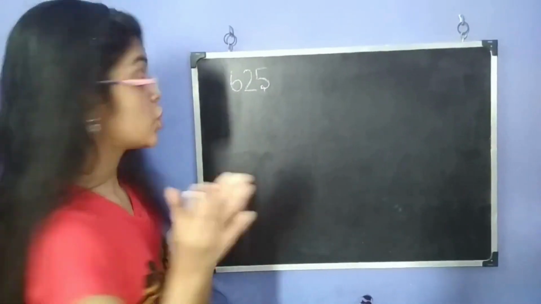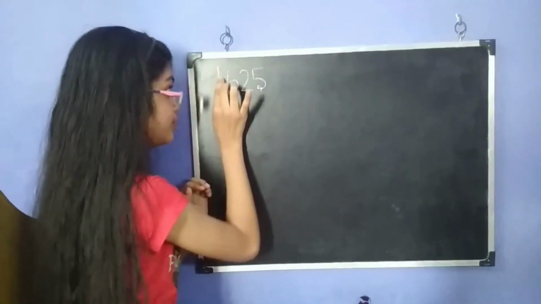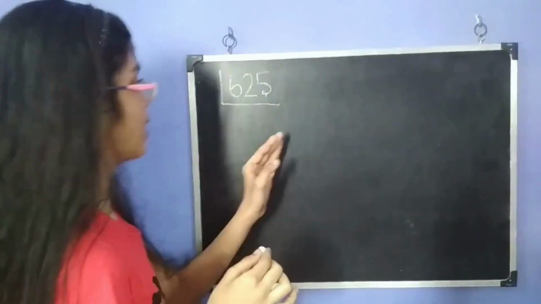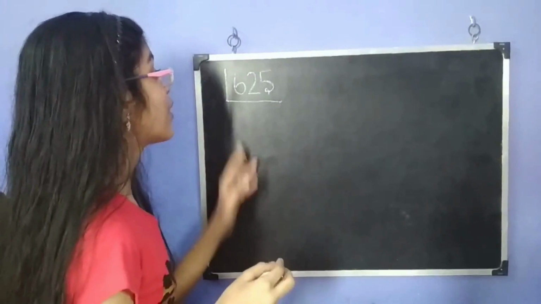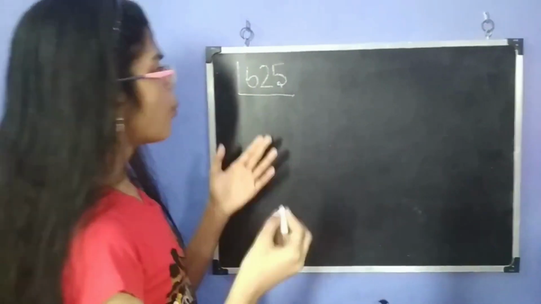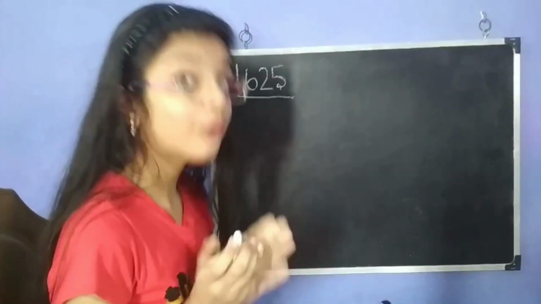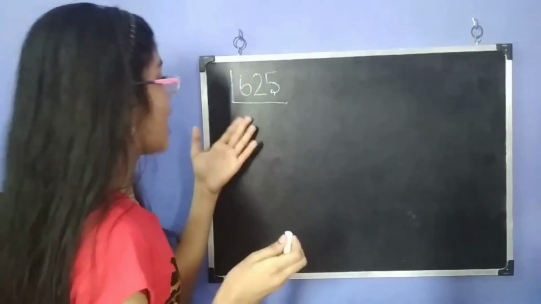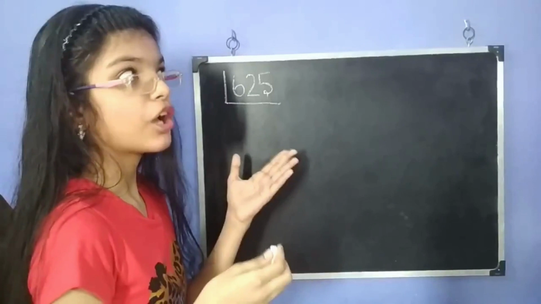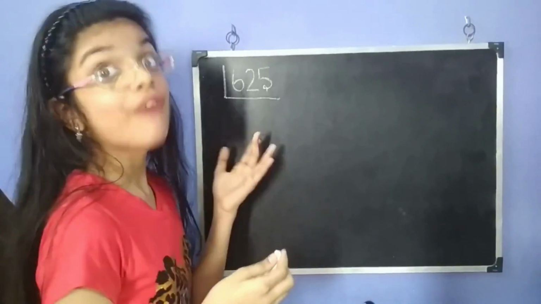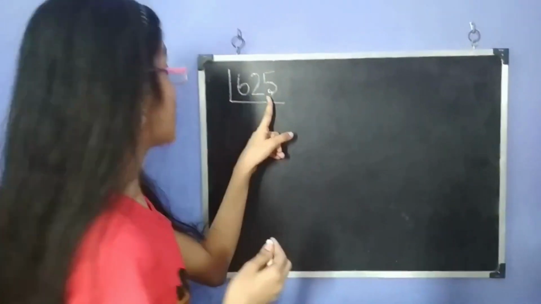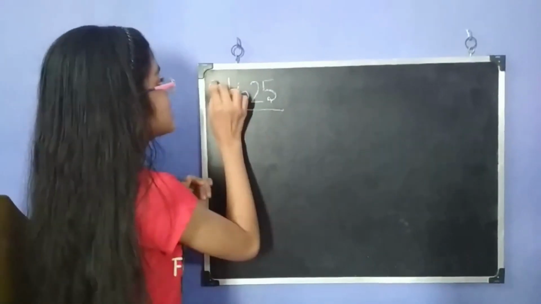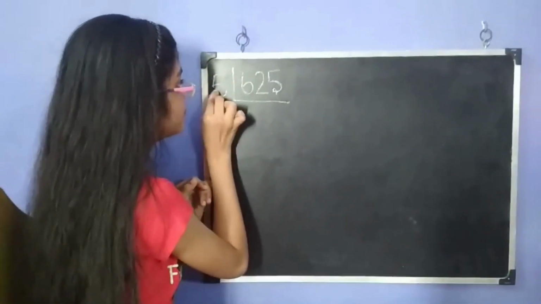So what we're going to do is first you're going to put an L shape. And now we're going to look at 625. So what prime number can you divide 625 with? Not 1, 2, 5, because 5 is at the end. It's the unit digit. So why don't we divide it by 5?